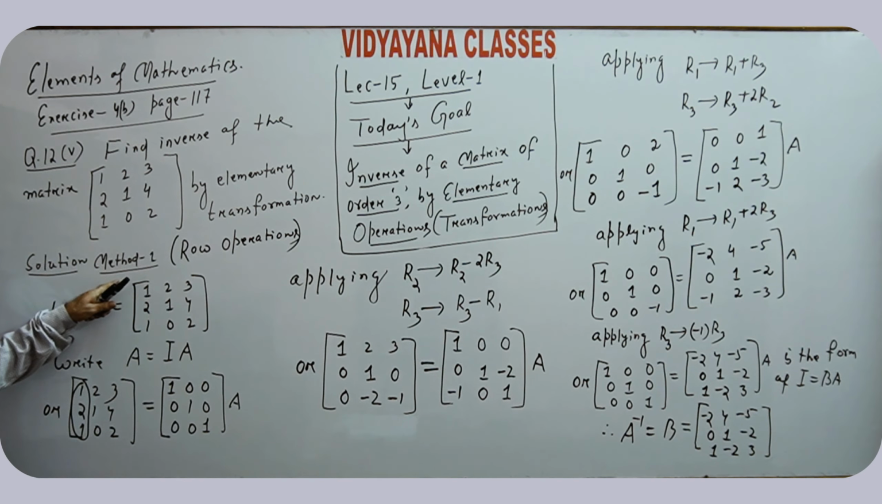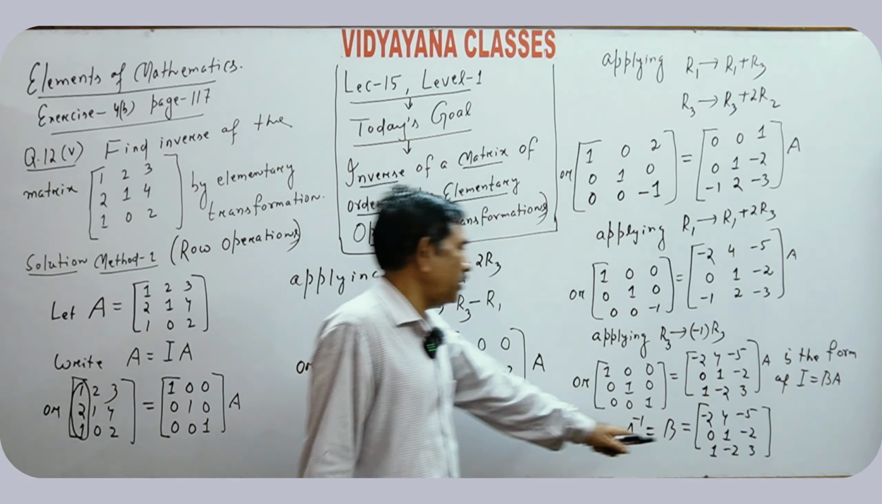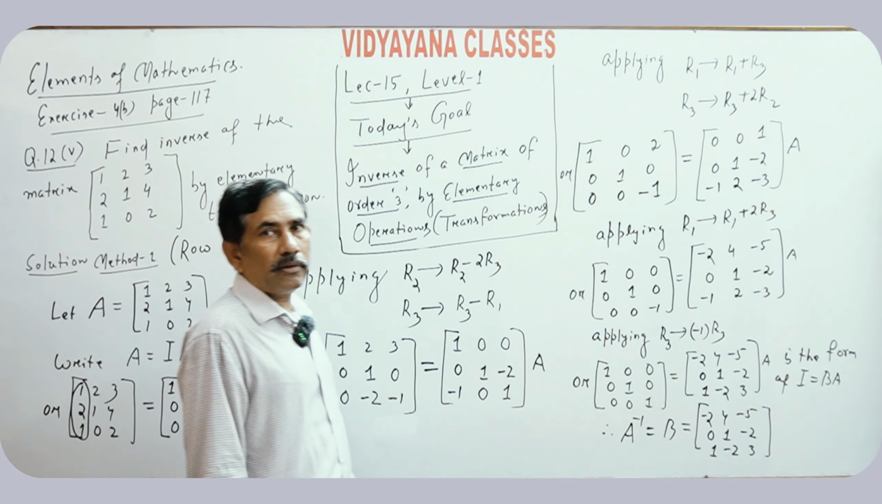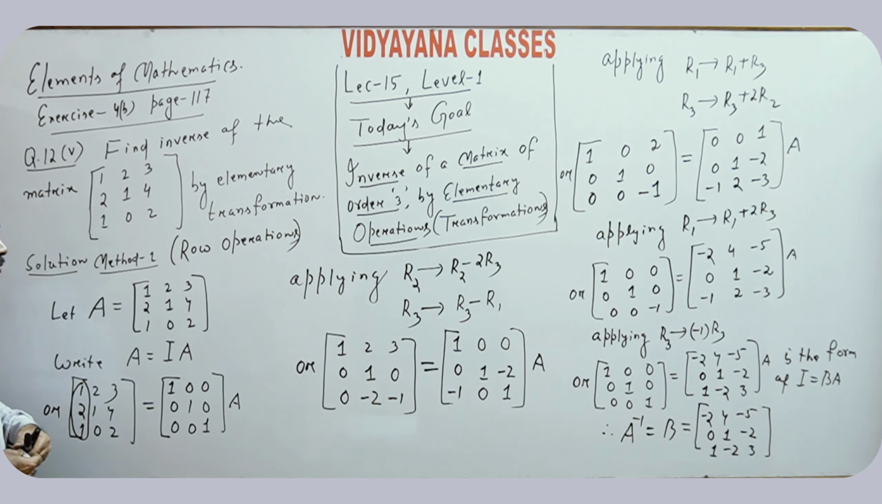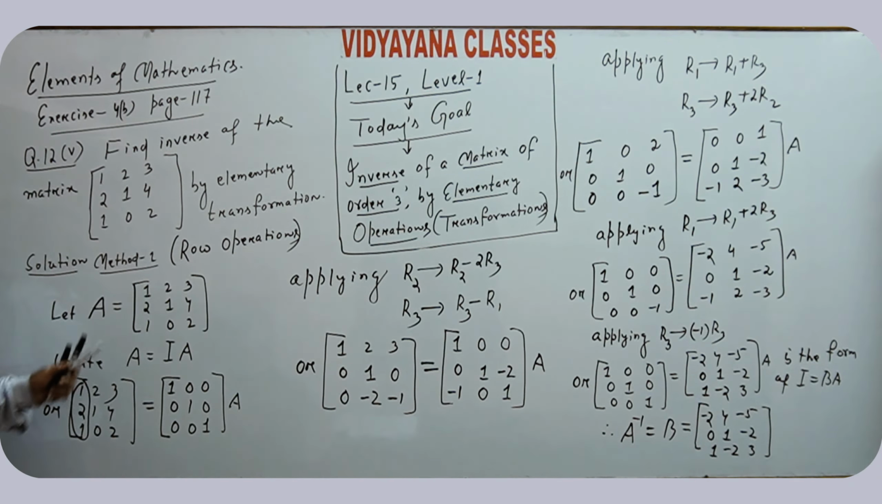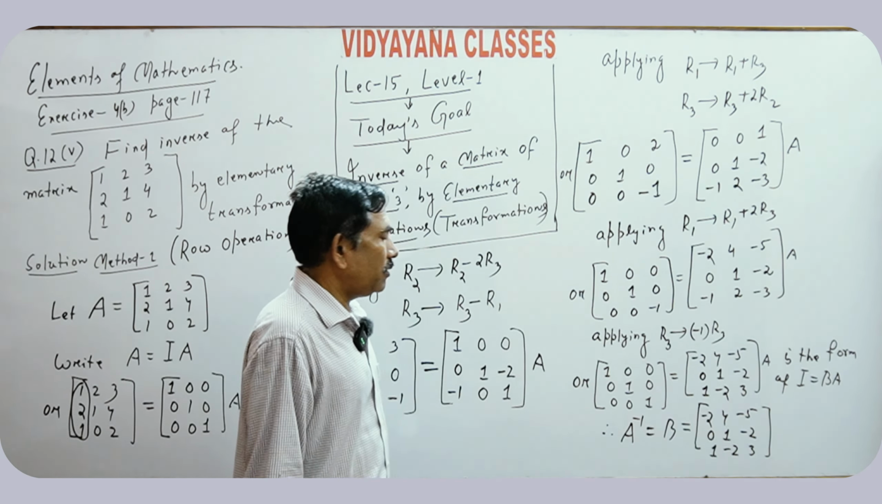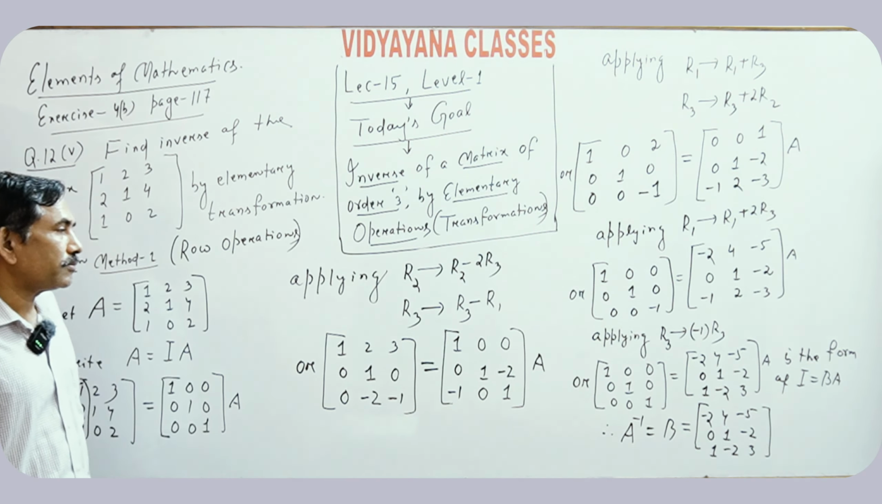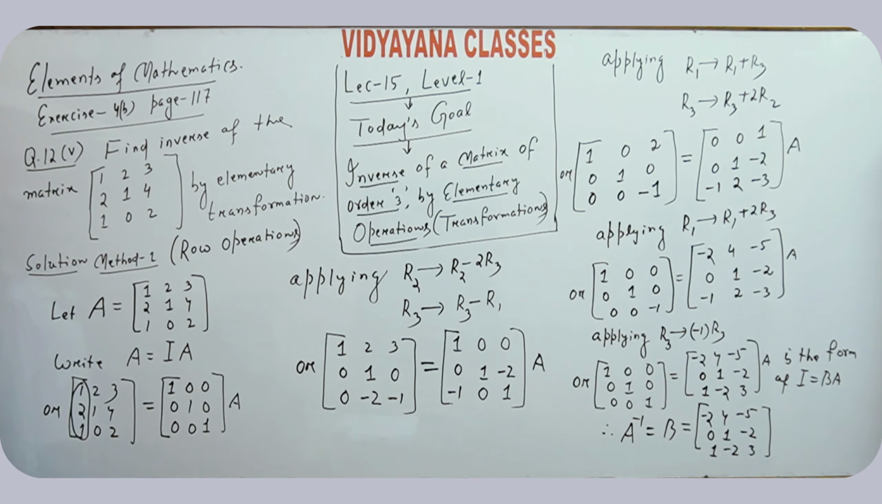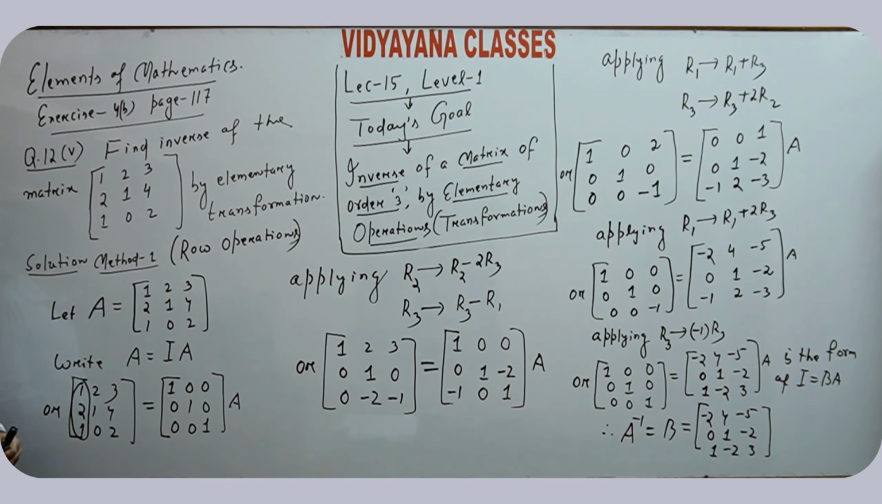In method 2, we will prove the inverse of A is the same as this result by the column operation. Clear? Okay. Write down.